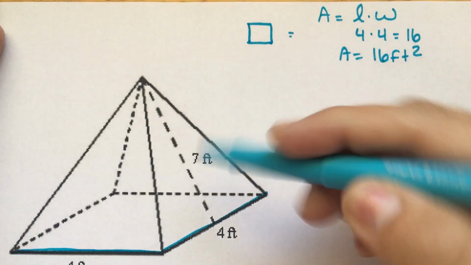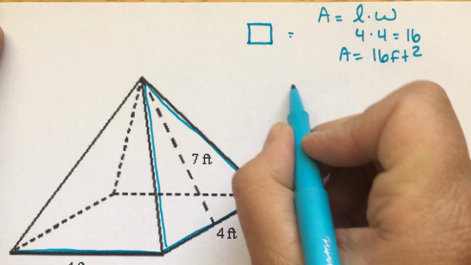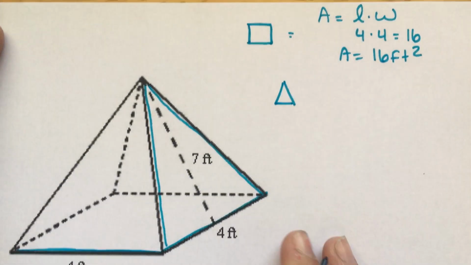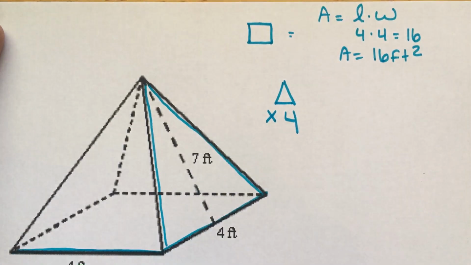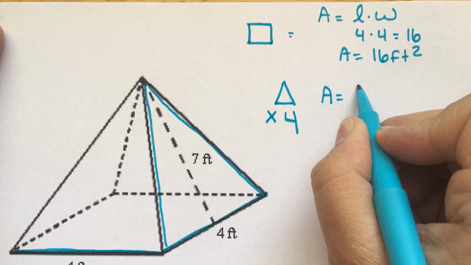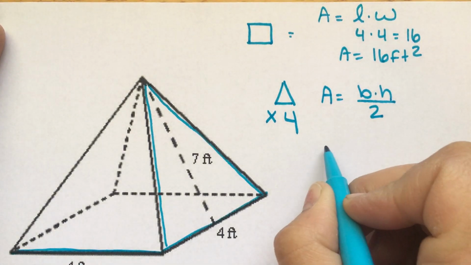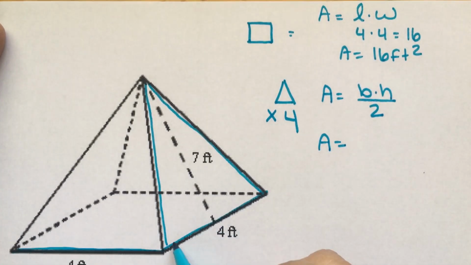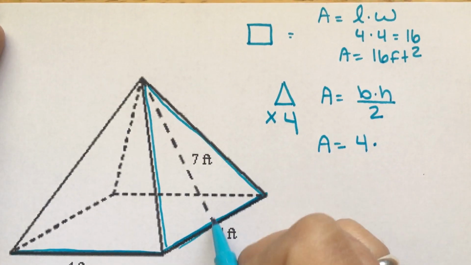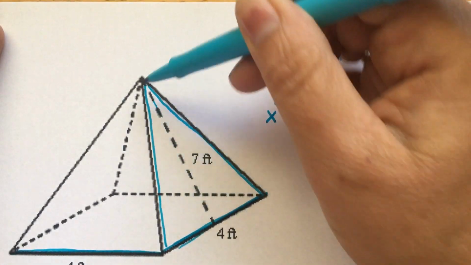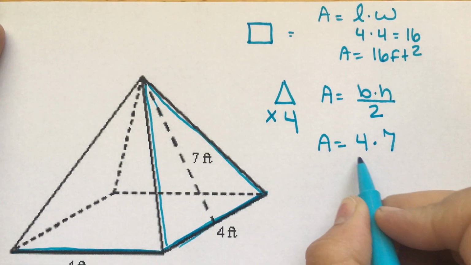I'm not done. Now I've got to think about my triangles, right? So again, with my triangles, it's going to be 4 of them. So I'm going to figure out one triangle and I have to multiply this answer by 4. Okay, so my formula, area is equal to the base times the height divided by 2. I'm going to plug in what I know. Area is equal to the base is 4 because it lines up with the base of the pyramid, times the 7, which is my diagonal. It's the shortest distance from bottom to top, which is going to be the 7. I'm going to divide that by 2.